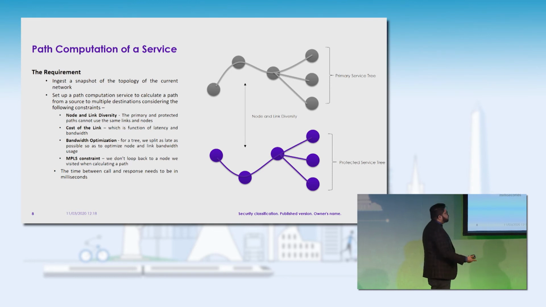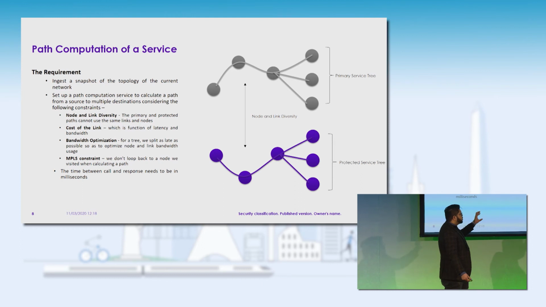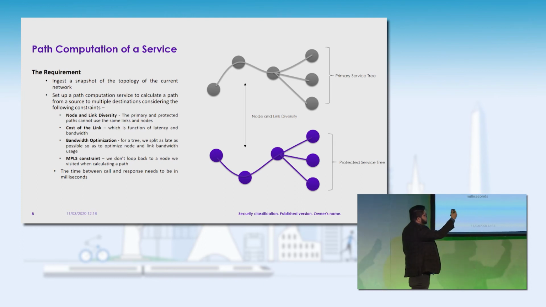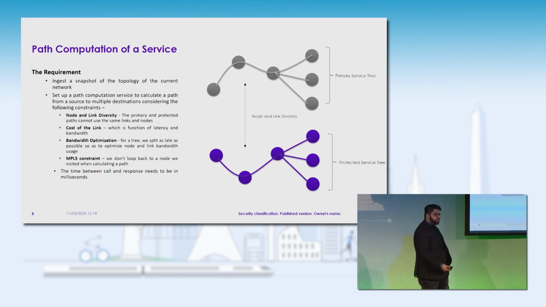The first is node and link level diversity. We want the primary service tree to not share any fate with the protected service tree. So nodes and links used in the primary are not used in the secondary path. We wanted to take cost into account, which is a composite function of latency and bandwidth. We wanted to optimize the bandwidth.